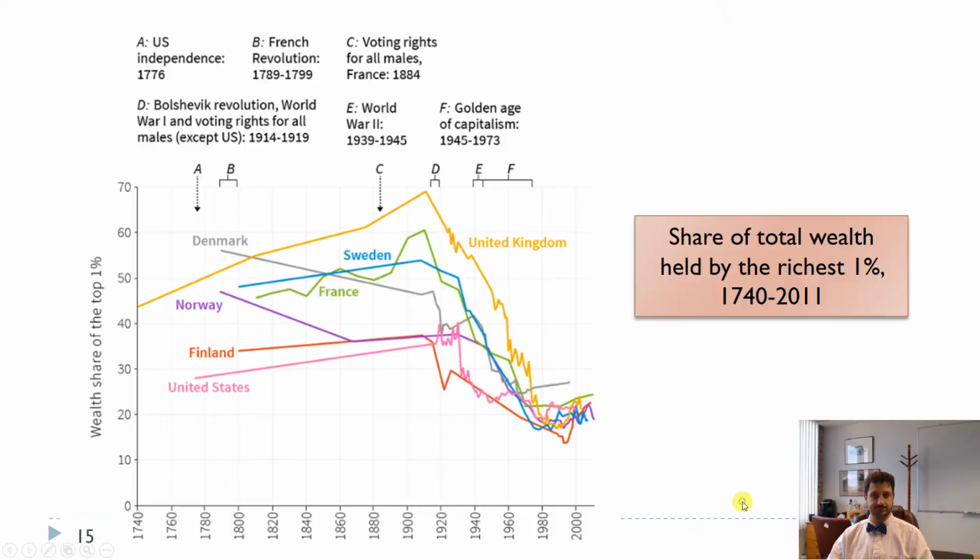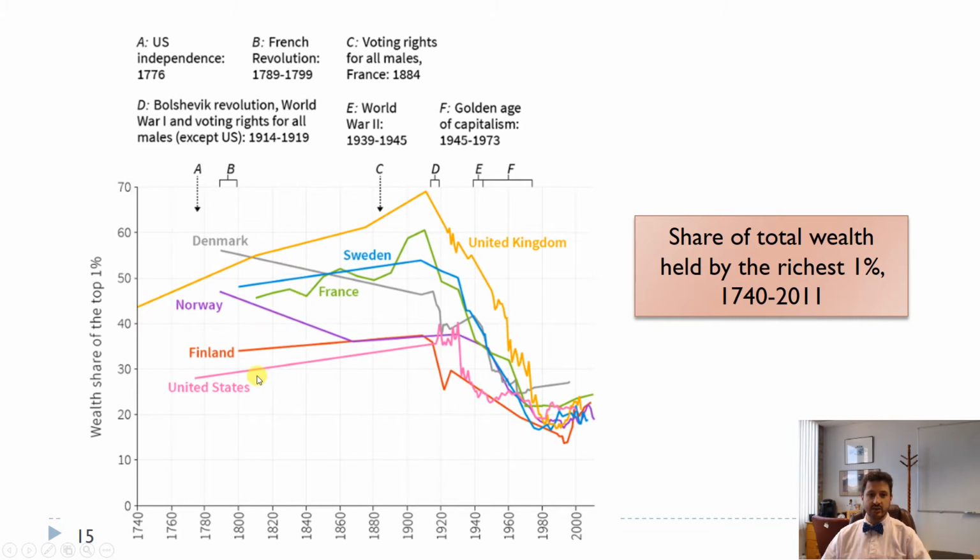So one of the benefits of looking at wealth is that we can go back longer in history because of data that's kept about who owns what. And so here we have the share of wealth owned by the top 1% going back as far as 1740 for the United Kingdom, and then picking up in the late 18th or early 19th century for a number of other countries. The United States is in pink, Finland's in red, Norway's in purple, France in green, Denmark in gray, and Sweden in blue.